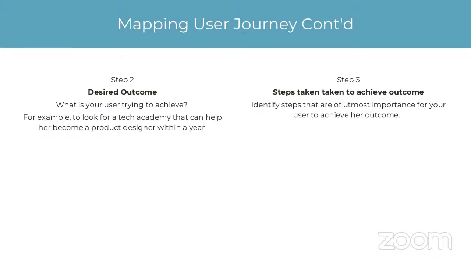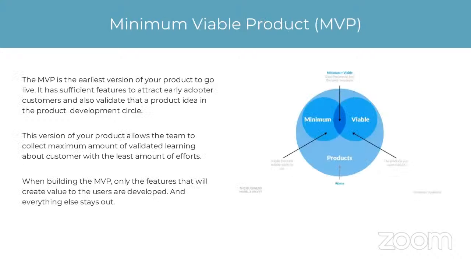So the third one is, what are the steps taken to achieve this desired outcome? So we need to identify steps that are of utmost importance for her to achieve her outcome. So let's say, look for a tech academy, register, meet with a mentor, or speak with a facilitator, get on board, start taking this thing. So you want to streamline this to the kind of product you are trying to create.